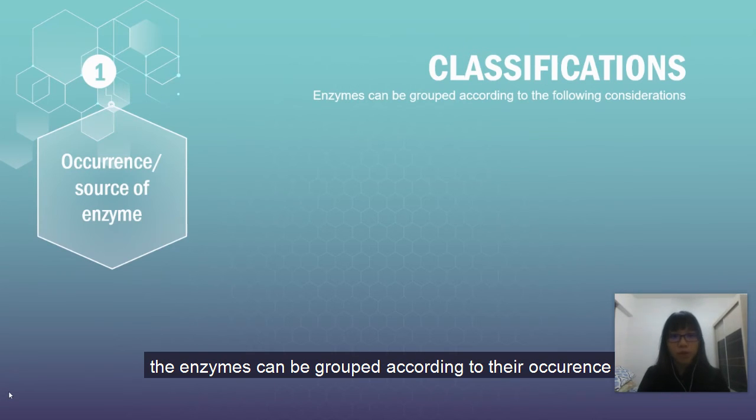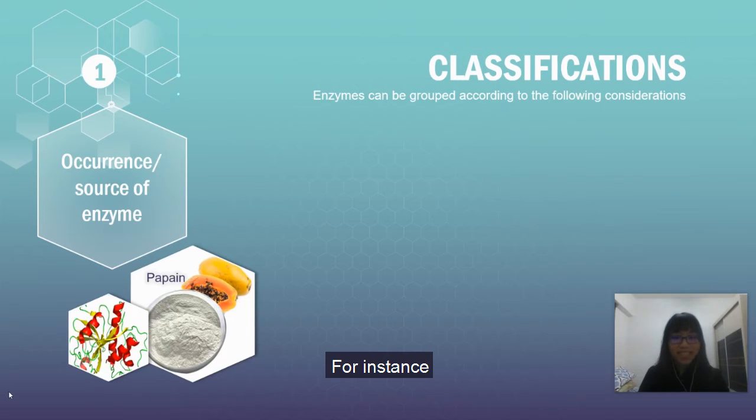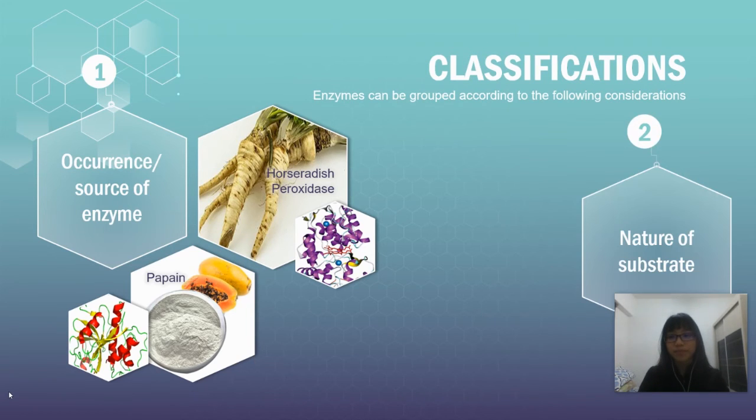Firstly, the enzymes can be grouped according to their occurrence and the source of enzyme. For instance, papain is a proteolytic enzyme that is extracted from the raw fruits of papaya to break proteins into amino acids and peptides. On the other hand, horseradish peroxidase is an enzyme extracted from the roots of horseradish. It catalyzes the oxidation of organic substrates by hydrogen peroxide.